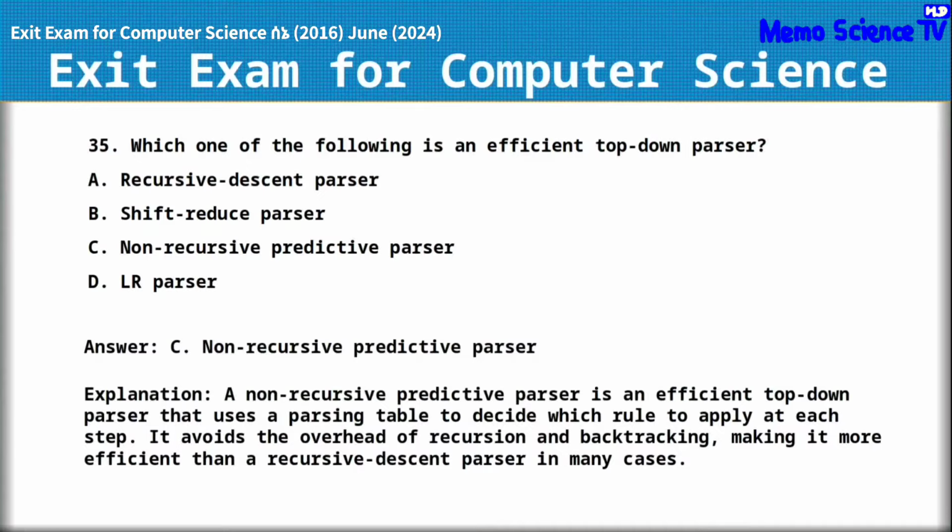The correct answer is non-recursive predictive parser. It is an efficient top-down parser that uses a parsing table to decide which rule to apply at each step. It avoids the overhead of recursion in backtracking, making it more efficient than a recursive descent parser in many cases.